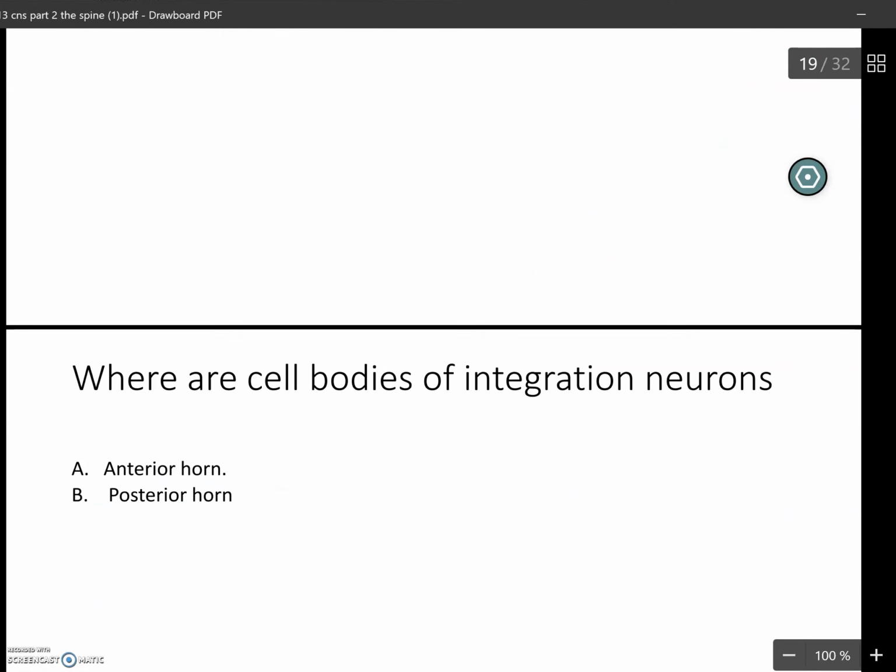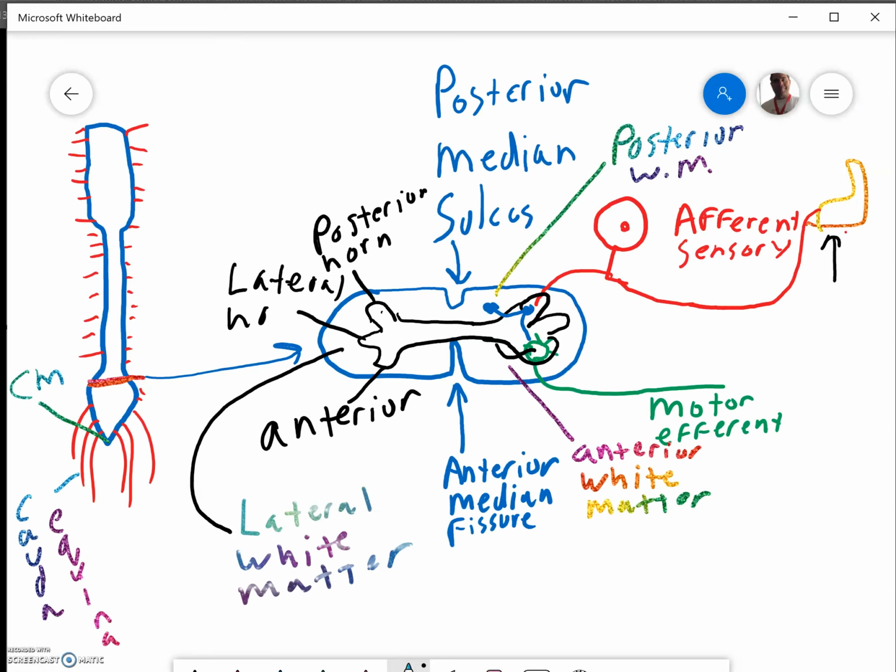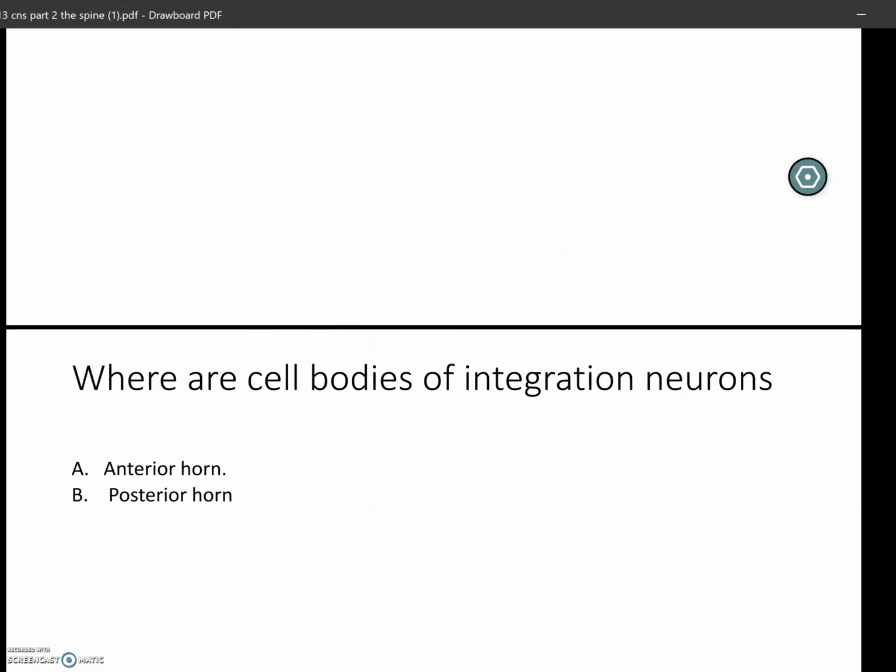Where are the cell bodies of integration neurons? Well, let's look at our picture. Our afferent neuron is coming in. There's its cell body. Oh, it is in the posterior horn. So it is in the posterior horn right there.